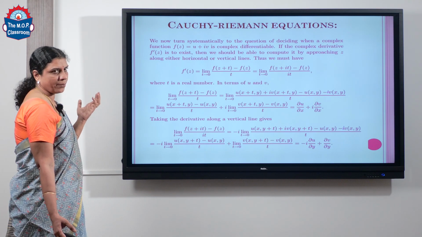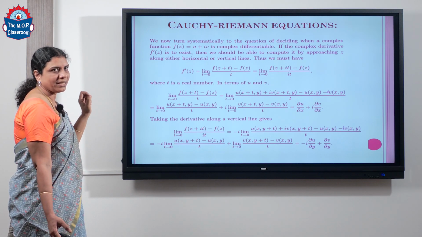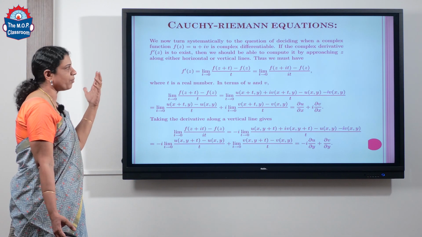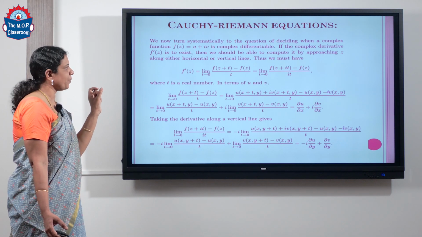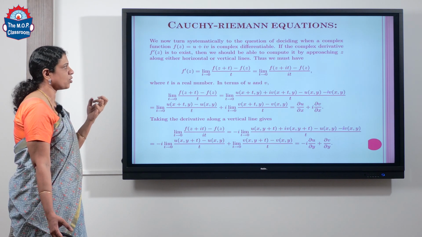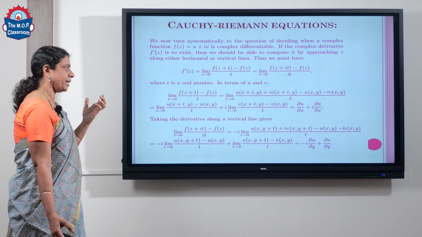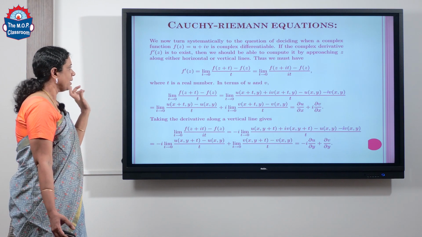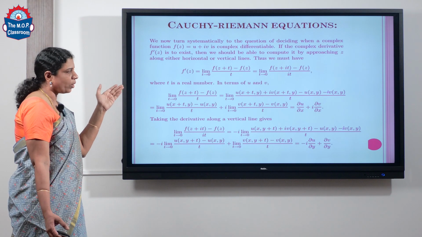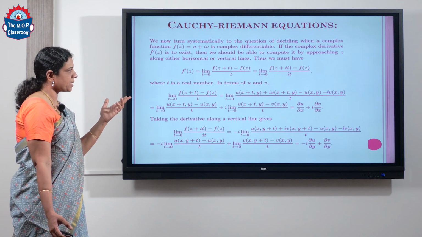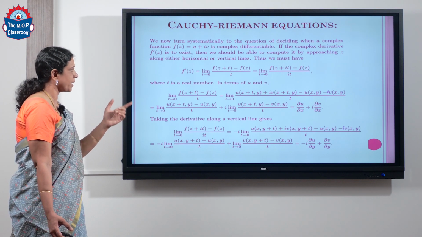We know the definition of differentiability: f'(z) equals, instead of h I have used t, the limit as t tends to 0 of [f(z+t) − f(z)] divided by t. So both are the same. I can replace t by it, so this is also the limit as t tends to 0 of [f(z+it) − f(z)] divided by it, but t is a real number. Now applying this in terms of u and v: u(x+t, y) + iv(x+t, y) − u(x, y) − iv(x, y).